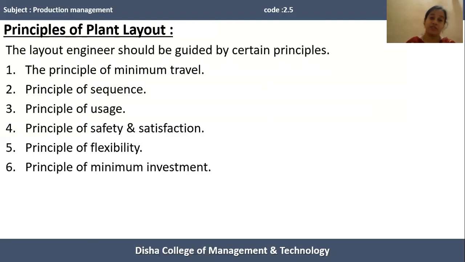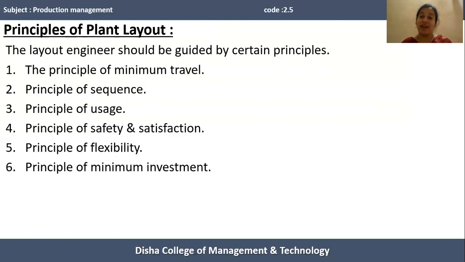Next, the principle of sequence means he has to arrange different things, different departments or different machines in a sequential manner. He has to arrange the machines in such a way that the output of one machine can be used as input for another machine, so that production can be done in a smooth and continuous manner.